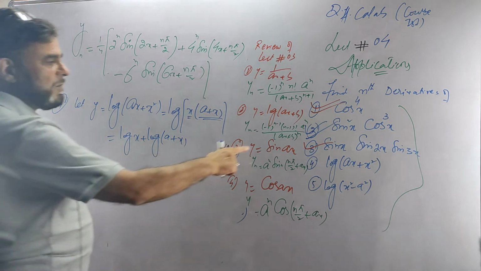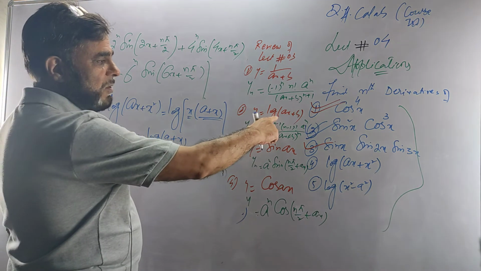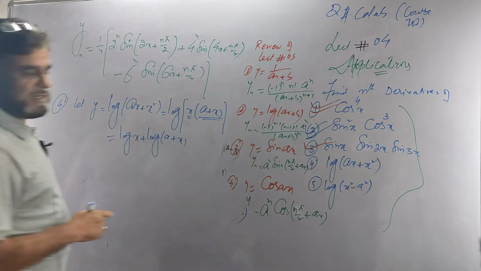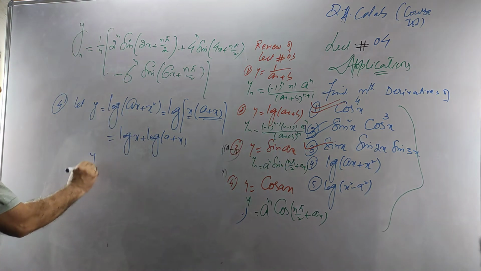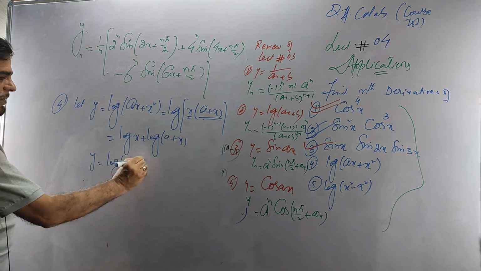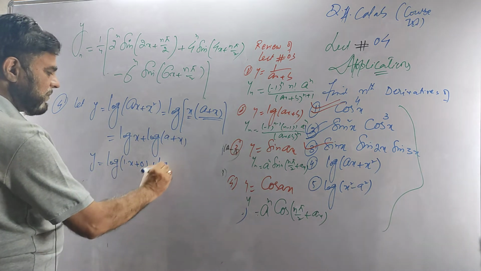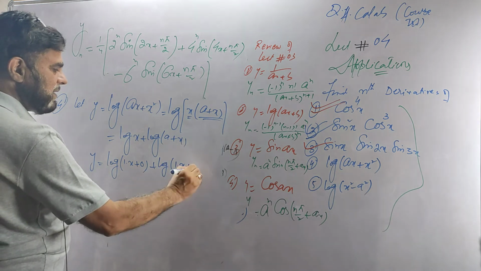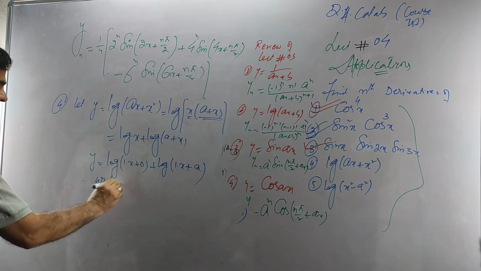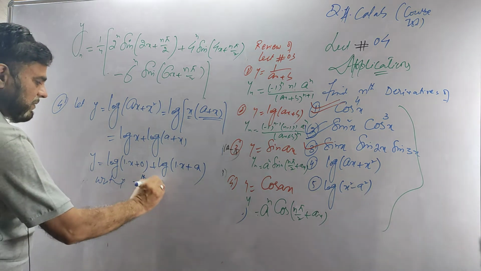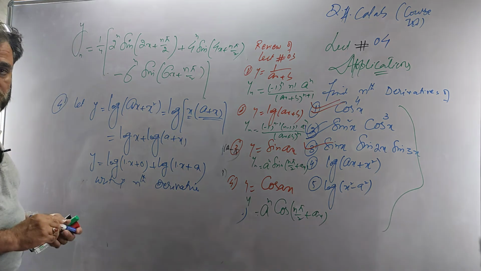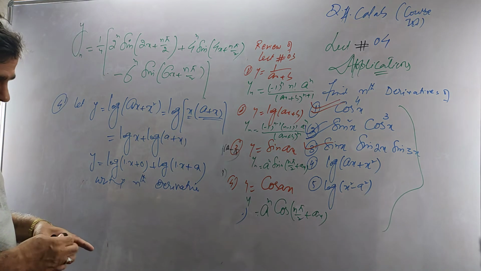Now I will write it in this form because we have the fundamental result: the nth derivative of log of ax plus b is minus 1 raised power n minus 1, n minus 1 factorial, a raised power n, over ax plus b raised power n. Accordingly, y is equal to log of 1 into x plus 0, plus log of 1 into x plus a. What is the nth derivative? Write the nth derivative of this.